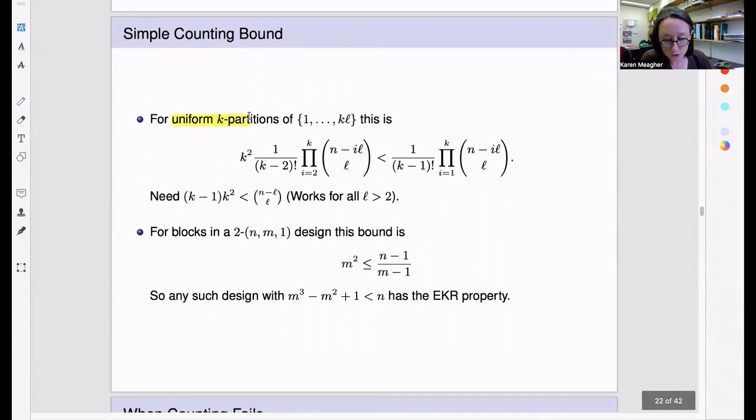So if we're holding on to uniform partitions, we've got the formula, we can work it out. Basically, it works. So uniform k partitions, that's where I'm taking a base set and dividing it up into k cells, each of size l. If that l is bigger than 2, this works. If I'm holding on to designs, I can write down the formula and I get this bound. So my design, n is the number of elements I'm taking, m is the size of the blocks. So if the size of the blocks has this bound, so my blocks are small compared to my n, this is going to work.